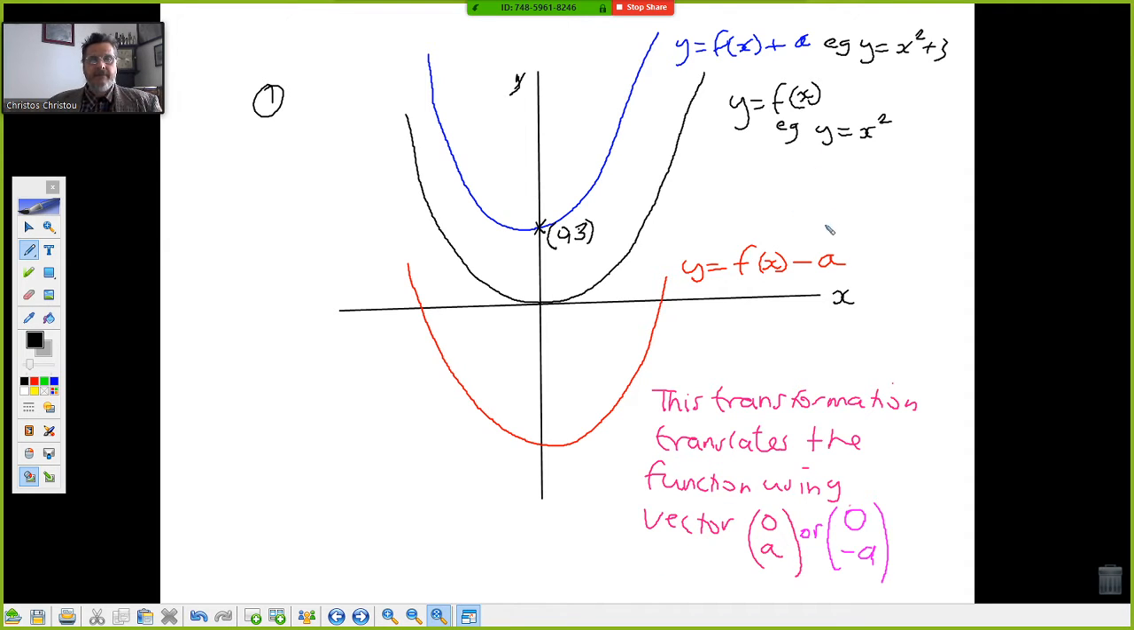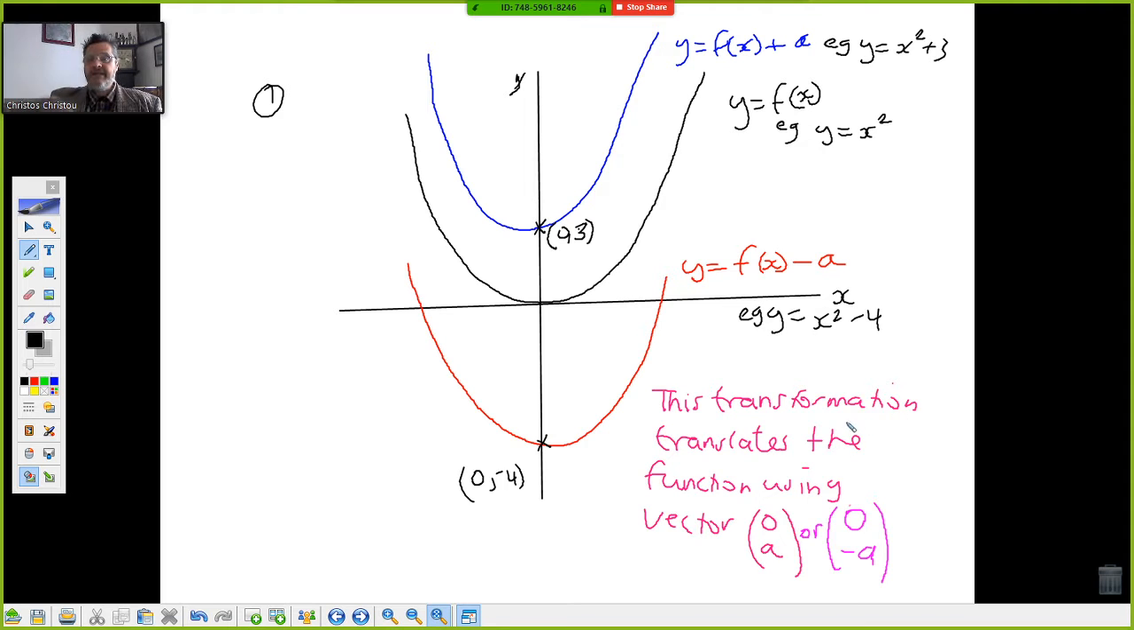In the same way, I can translate it downwards by a units. So this could be, for example, y equals x squared. Let's drop it down 4 units. So for example, therefore, that intercept would be 0, -4, yeah? So here I go. So I'm going to translate this one 0 minus a. I'm dropping it straight down 4 units.